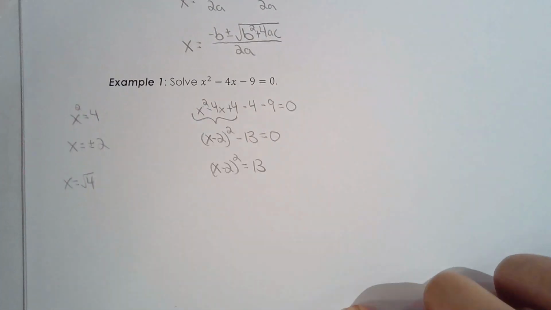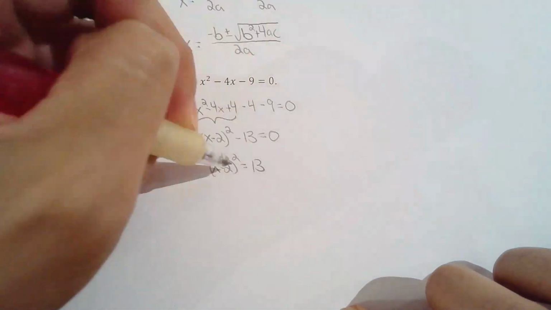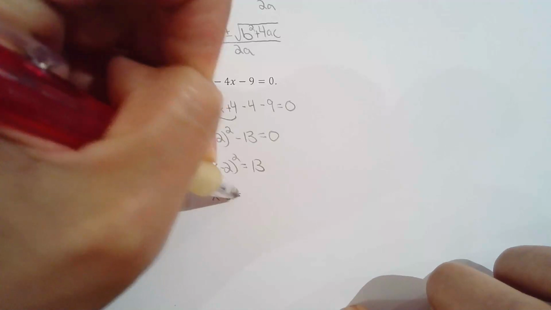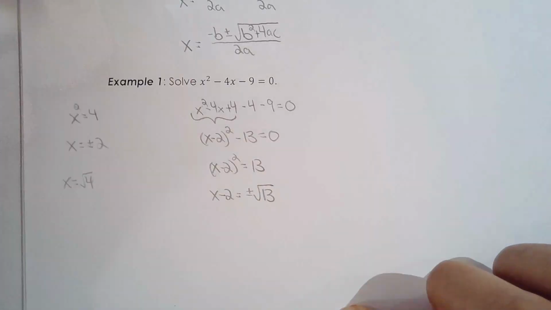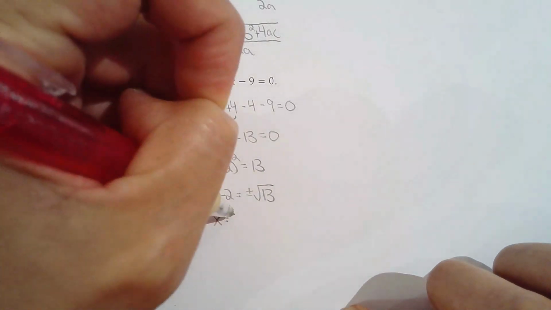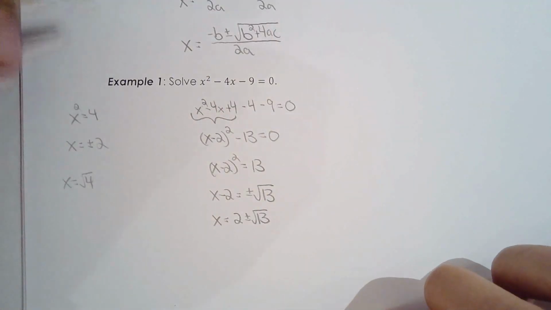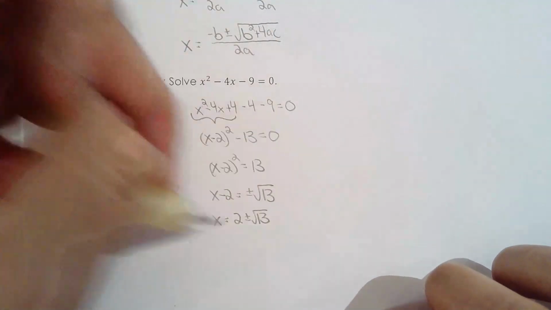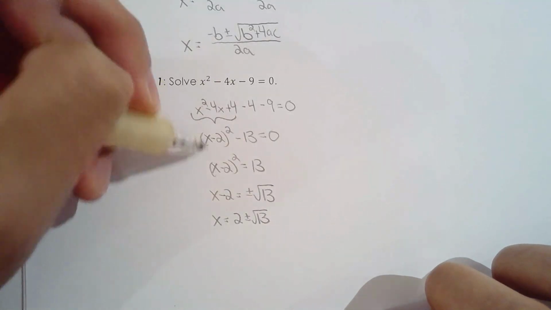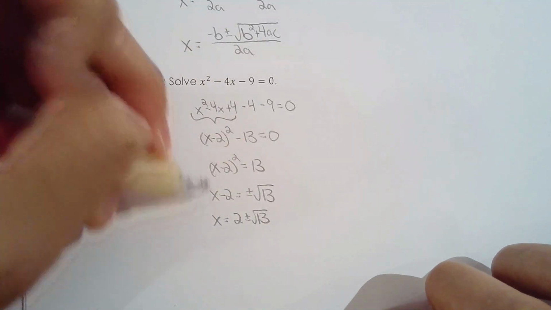So the only reason I brought this up is because when I square root both sides of my equation, it's going to be plus or minus root 13. And then of course, finish it off by isolating x. So this is called solving a quadratic equation by completing the square.